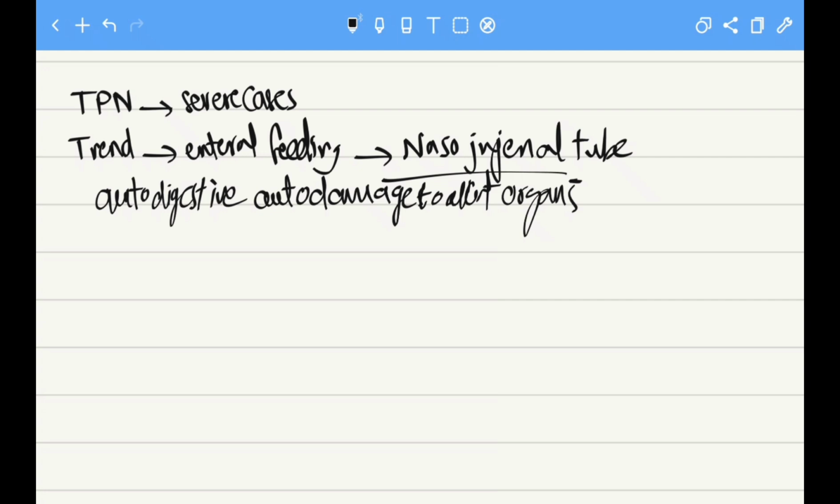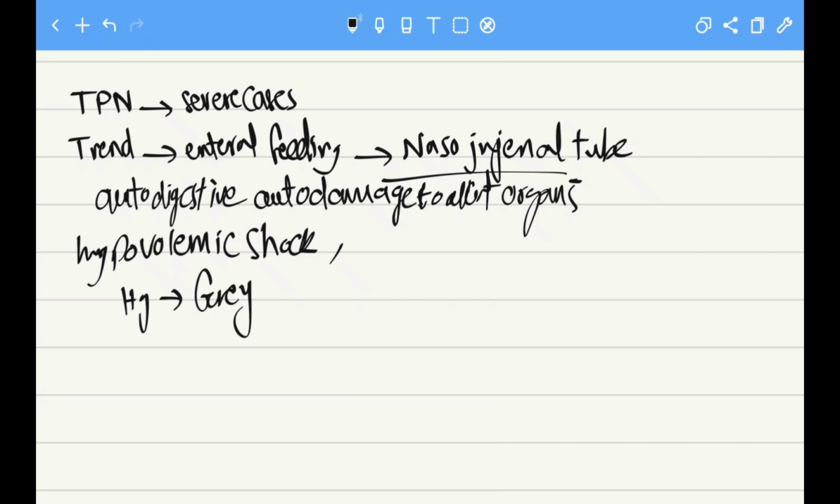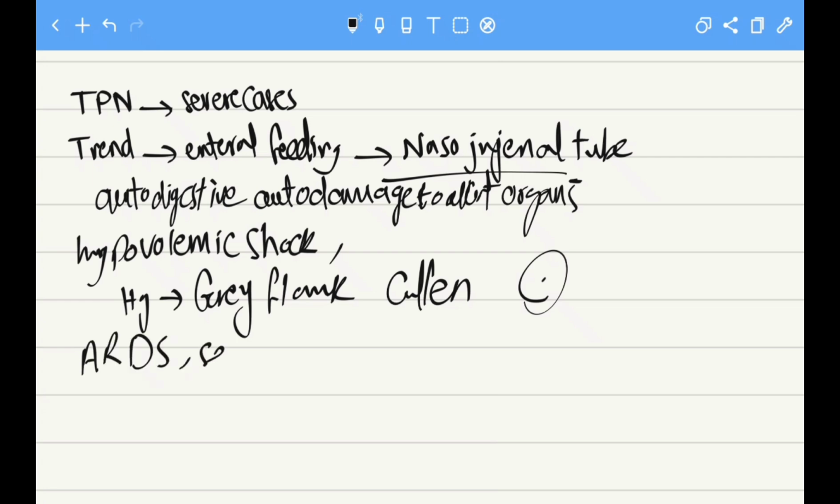Okay, what are the complications of acute pancreatitis? There is hypovolemic shock, hemorrhagic pancreatitis, which will present as Grey Turner sign, which appears in the flank area, and Cullen sign, which appears around the umbilicus. Acute respiratory distress syndrome, sepsis, and multiple organ failure.